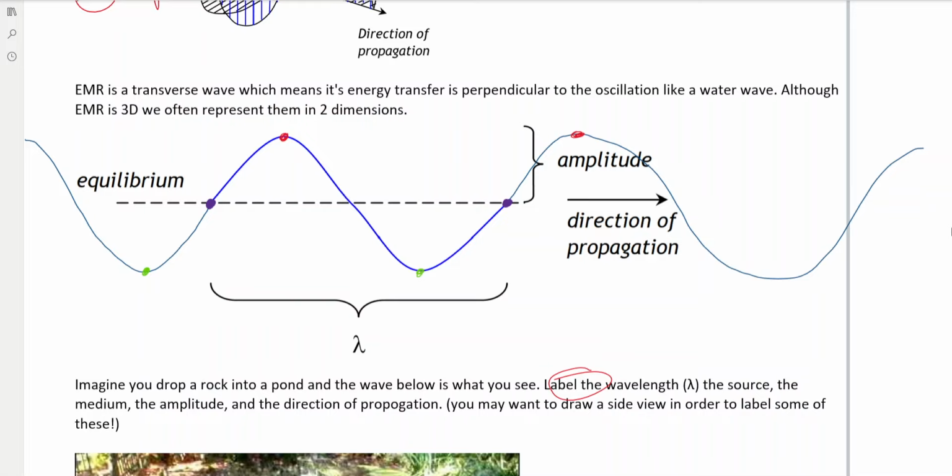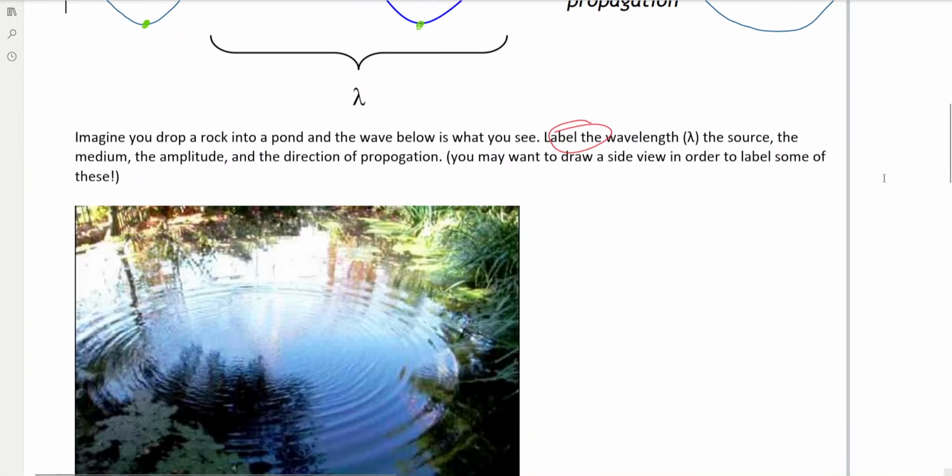Okay? The source is whatever is happening to cause the actual wave. So maybe you have a light bulb. That would be the source of the wave. In the context of water, if you drop a rock, well, you'll see in a second in this next one.